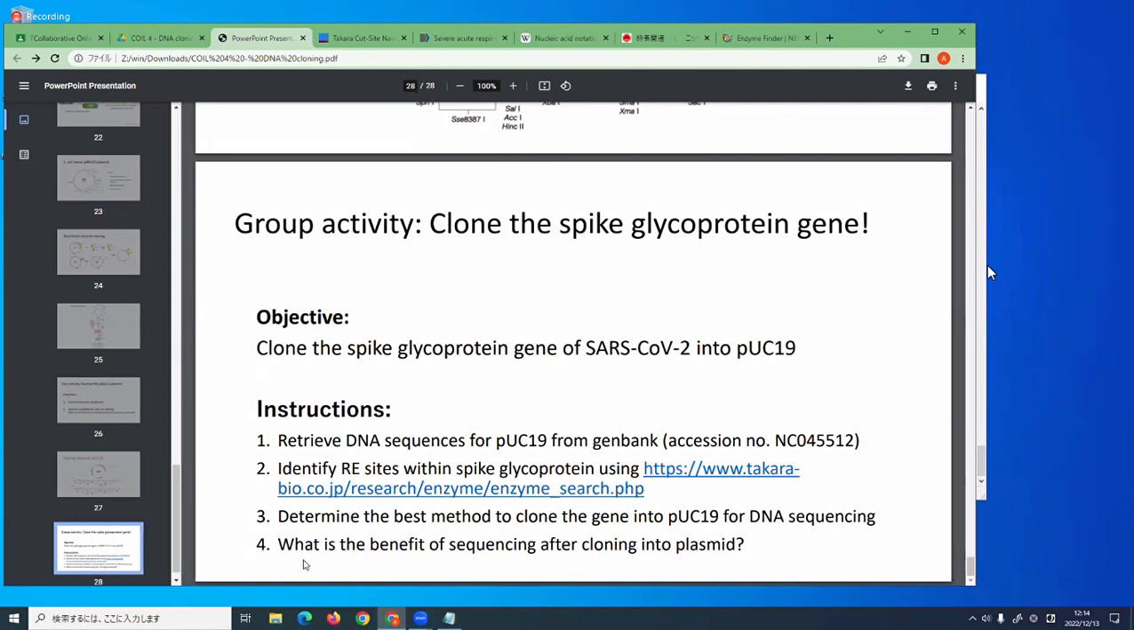You know that you can sequence a piece of DNA very easily if you know the primer, but now we are putting it into a cloning vector, all right, PUC19. So why do we do this instead of sequencing directly? All right, maybe some of you already have the experience of doing this, as you know why we are doing this instead of directly sequencing that piece of DNA.